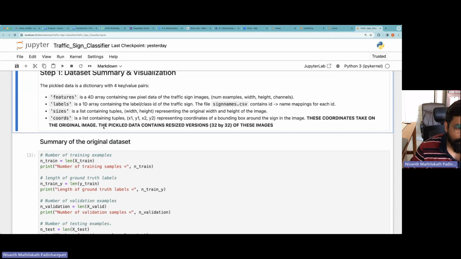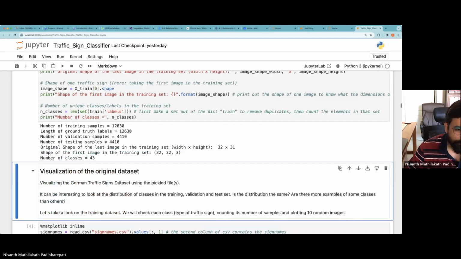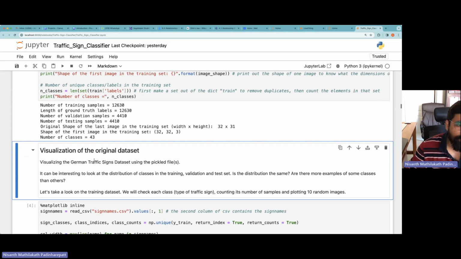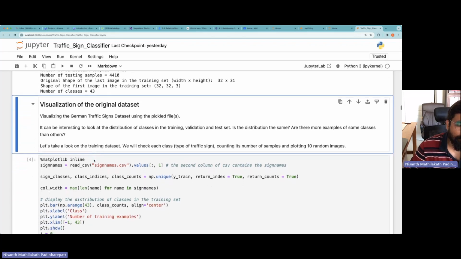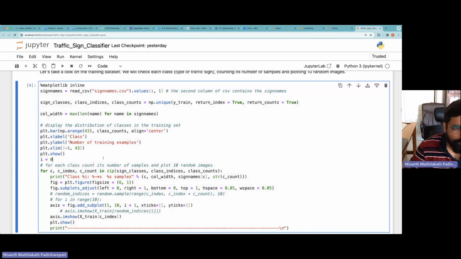Now let's see. Okay. Yeah, so there are 12,630 images there. We have collected, and for each image there is a label. Okay, length of ground truth label is 12,630. That is the idea. And number of classes 43. We will see which are those 43 classes: stop sign, school zone, etc.